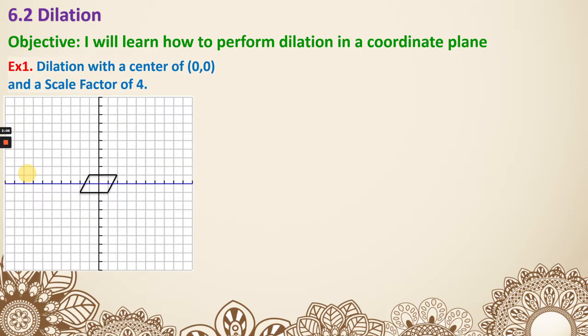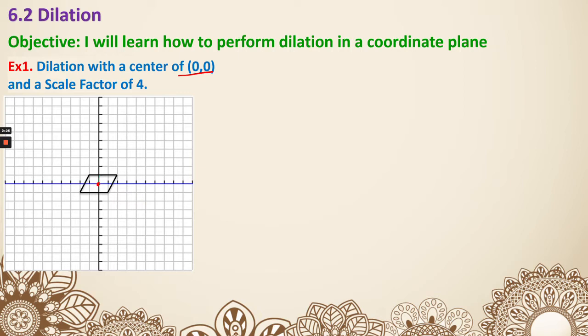Example 1. Let's first highlight our center. The center is 0, 0. So in this case, we're using the origin. Next, it's a scale factor of 4. So we're going up, and we're going to dilate all the points. You have at least 2 different ways to do it.